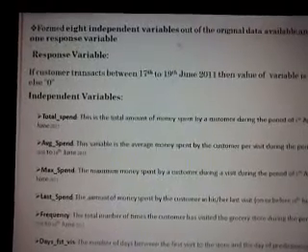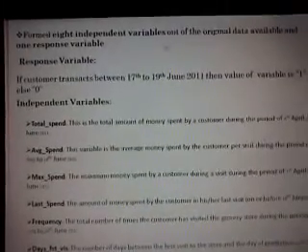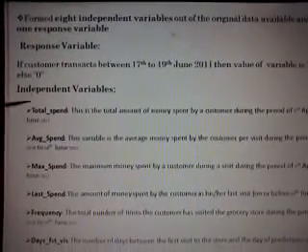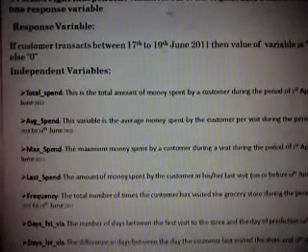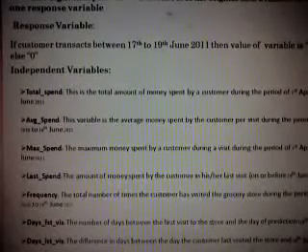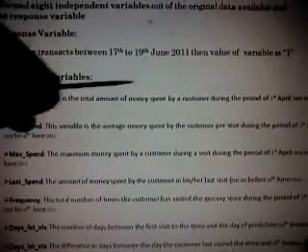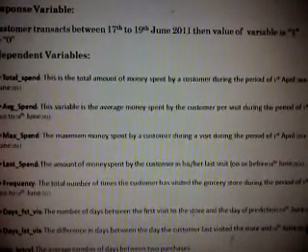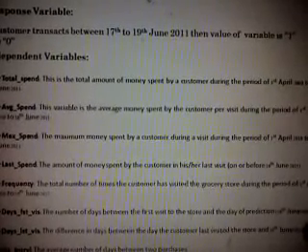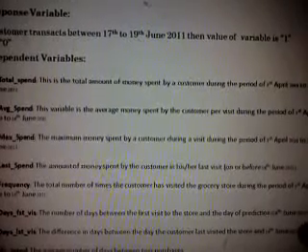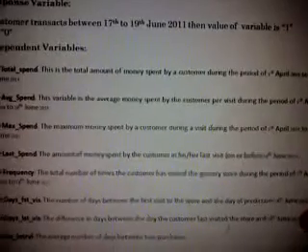Coming to the response variable and the independent variables, as is clearly evident from the slide, we formed 8 independent variables out of the original data available and 1 response variable. The response variable is: if the customer transacts between 17 to 19 June, then the value of the variable is 1, else it is 0. The independent variables are total spend, which is the total amount of money spent by the customer during the period from 1st April to 16 June, and average spend, which is the average money spent by the customer per visit, basically the total spend divided by the number of visits by that particular customer.